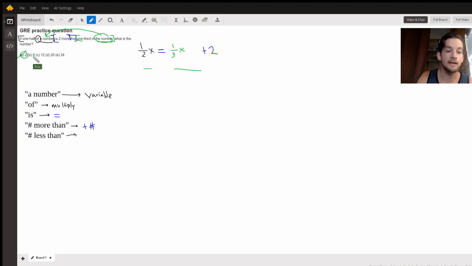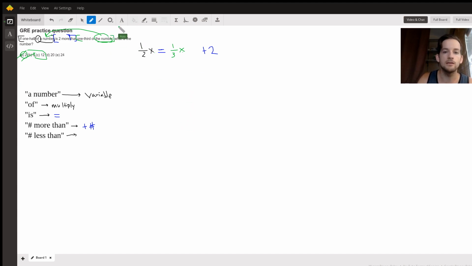For B, X equals 6, let's try. Half of 6 is 3. 1/3 of 6 is 2, plus 2 would be 4. Those aren't going to be equal, so it's not 6. What about plugging in 12? Half of 12 is 6. 1/3 of 12 is 4, plus 2. Well, there we go. 6 equals 6. The answer's C.